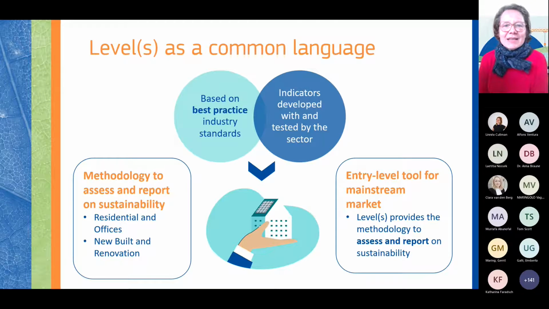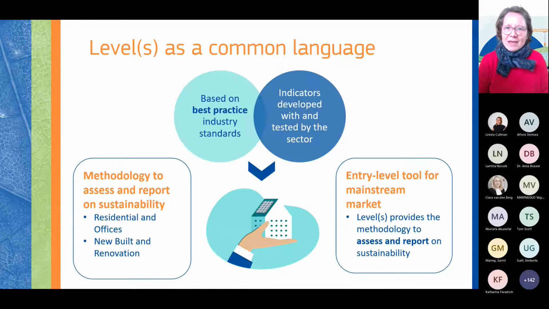We based levels on best practice industry standards as much as possible, so as not to reinvent the wheel when good things were already existing. We made sure to make levels suitable for both residential buildings and offices. With that, we cover, of course, most of our building stock. And we've also made sure that the indicators that I'm going to come to in a little bit are really suitable not only for new buildings, but also for renovation projects.